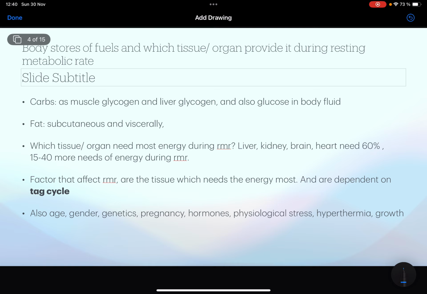And what are the factors that could affect the resting metabolic rate? It is the tissue which needs the energy the most, and it also depends on the TAG cycle.